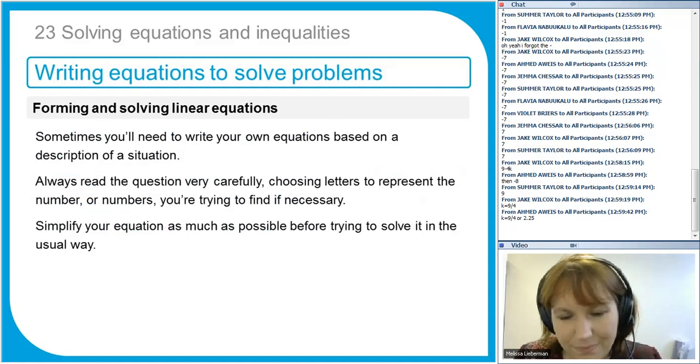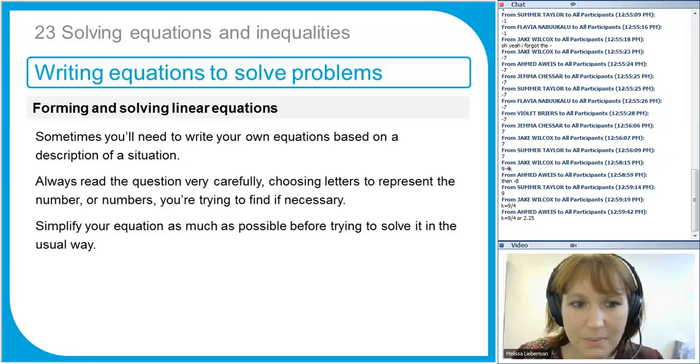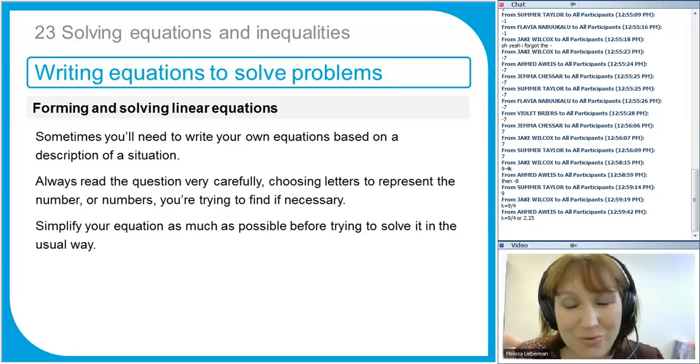Okay, let's move on to actually writing equations to solve problems in maths. Now the main thing is to read the questions very carefully. The hardest ones probably involve ages.